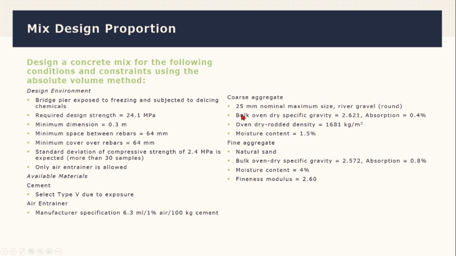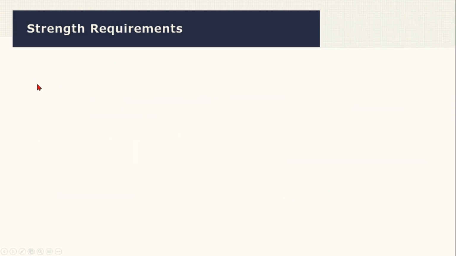The coarse aggregate has a 25 millimeter nominal maximum size, which is a round river gravel. Bulk oven dry specific gravity is equal to 2.621 with an absorption of 0.4%. The oven dry rodded density is equal to 1,681 kg per cubic meter. Moisture content is 1.5%. For fine aggregates, we will be using a natural sand with a bulk oven dry specific gravity of 2.572 and an absorption of 0.8%. Moisture content is 4% and fineness modulus is 2.6. Let's begin with the strength requirements.